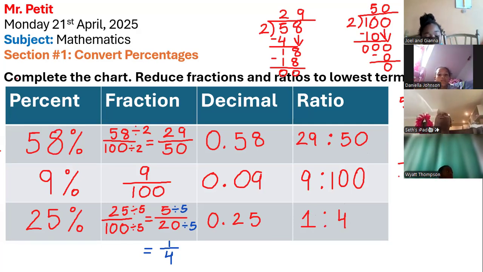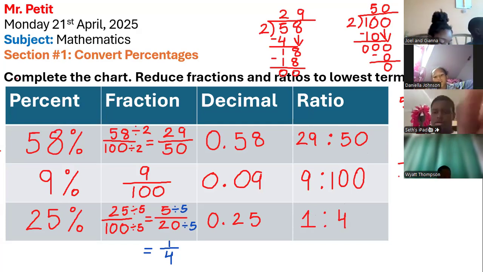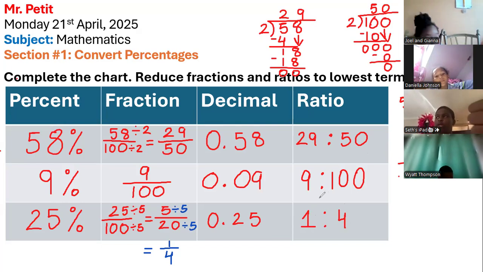Daniela, where's Daniela? Yes, sir. What is 25% as a decimal? 0.25. Very good. What is the ratio of 25%? 1 to 4. Very good. Where did we get the 1 to 4 from? From the fraction. Very good. From the fraction. Seth, do you understand this? Yes, sir. Good.